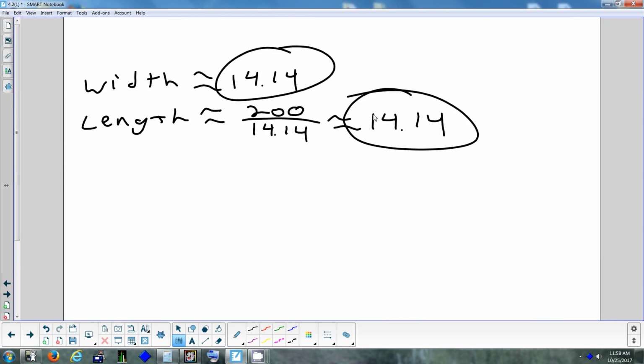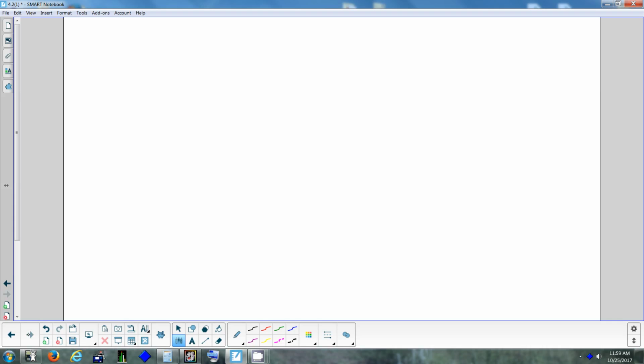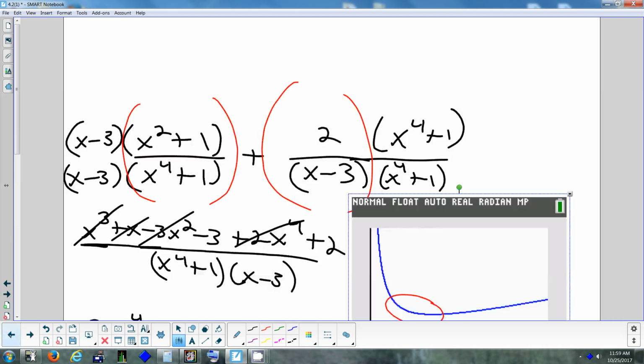So what shape is your fence? And I think we've come to this conclusion a couple times. Yeah, square. It's a square. It would be a square. Great. Any questions on that one?